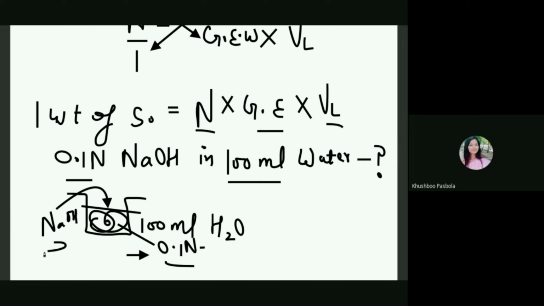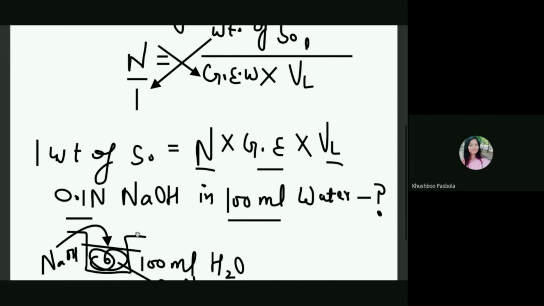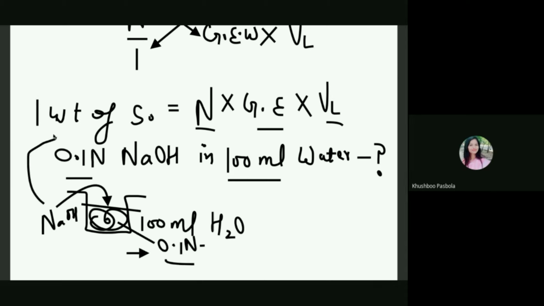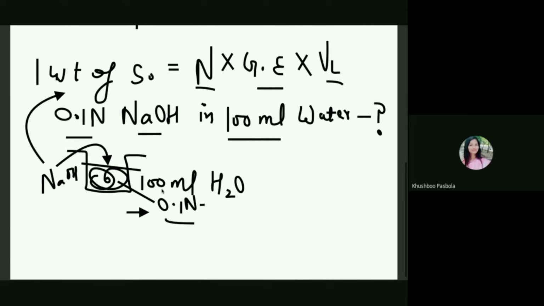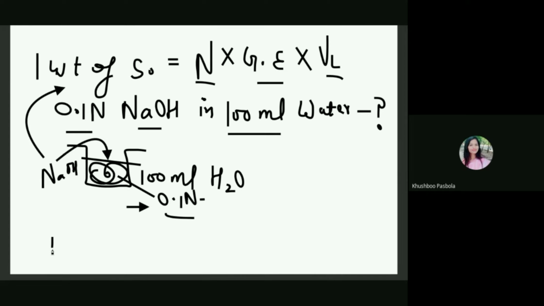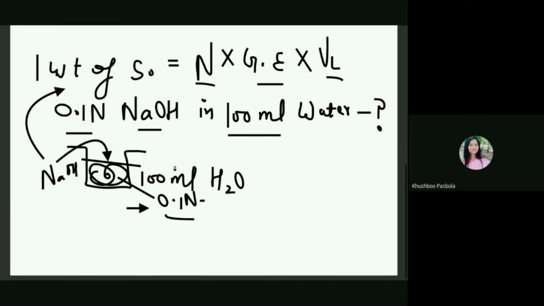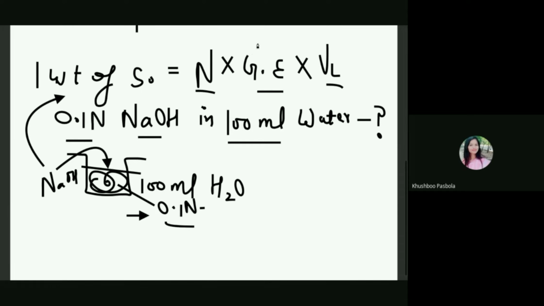By this formula you can calculate it: weight of solute is equal to normality into gram equivalent weight into volume of solvent in liters. So by this formula you can calculate the weight of solute, and here the solute is NaOH. Now the question is, and I know where the confusion is, what will be the gram equivalent weight for NaOH?